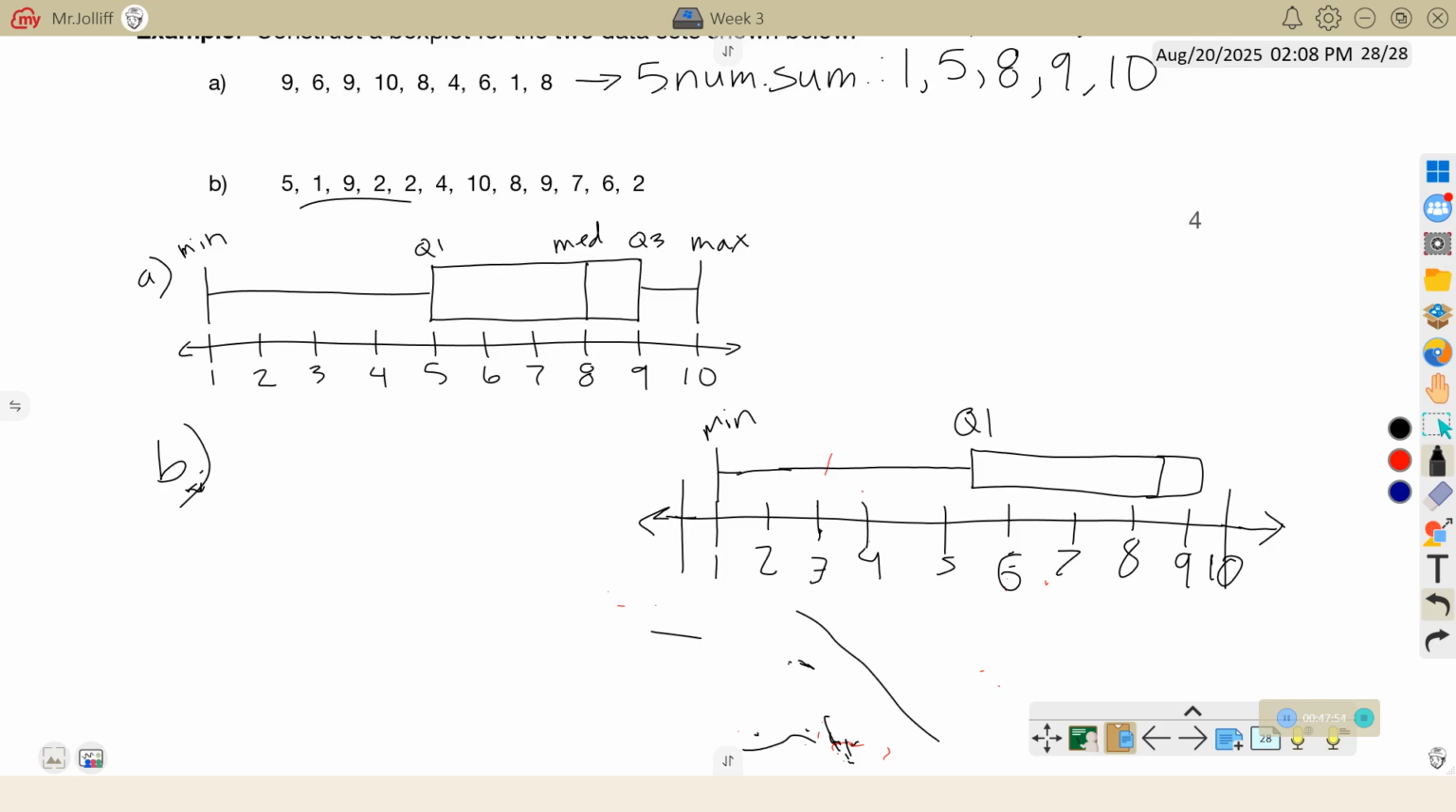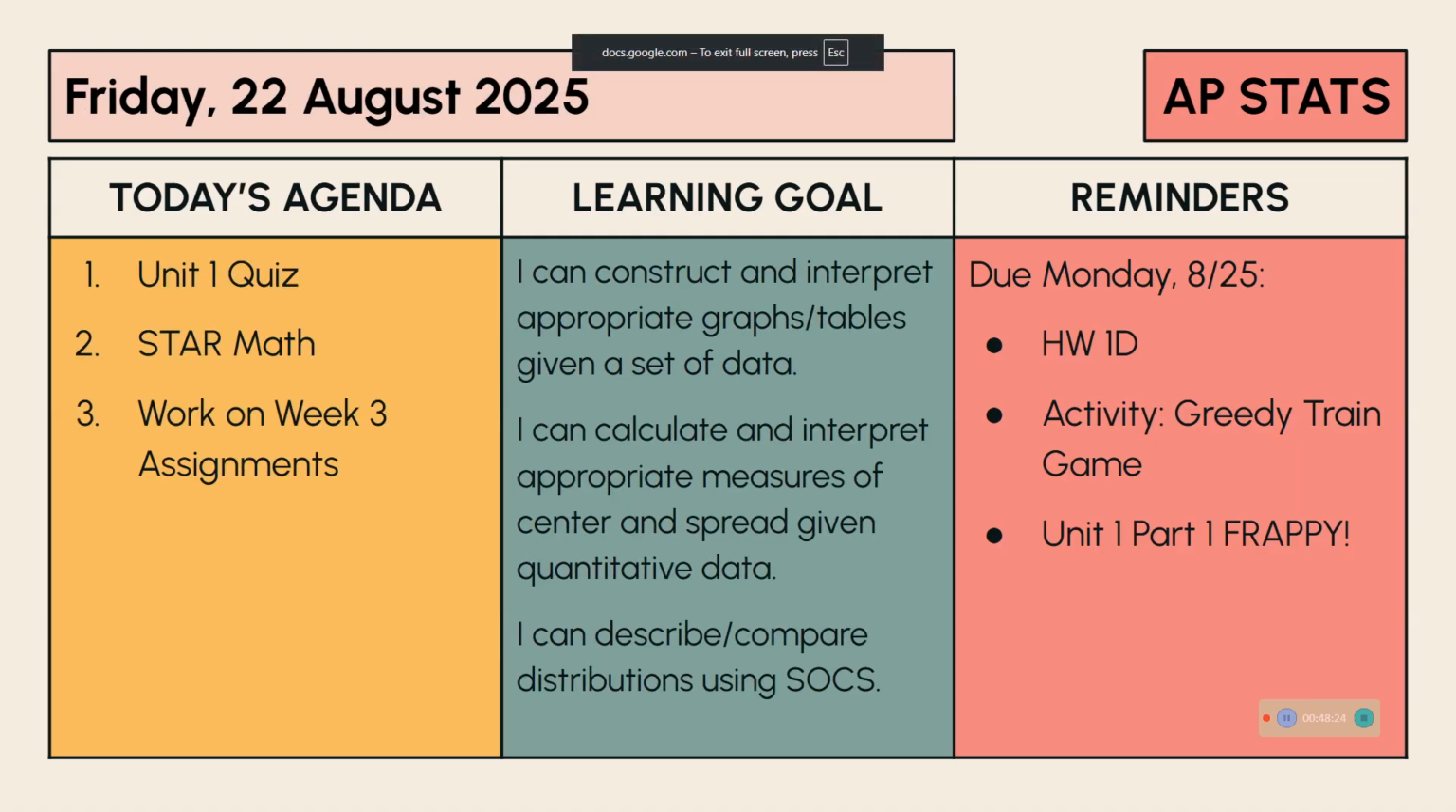You don't like his handwriting? No, I did. Just a little rough. I'm sorry. Feel a little judgy today. Sorry. Q1, Q3. Where's the median? Med. Med. Ah, you touched the screen and it threw a tantrum.